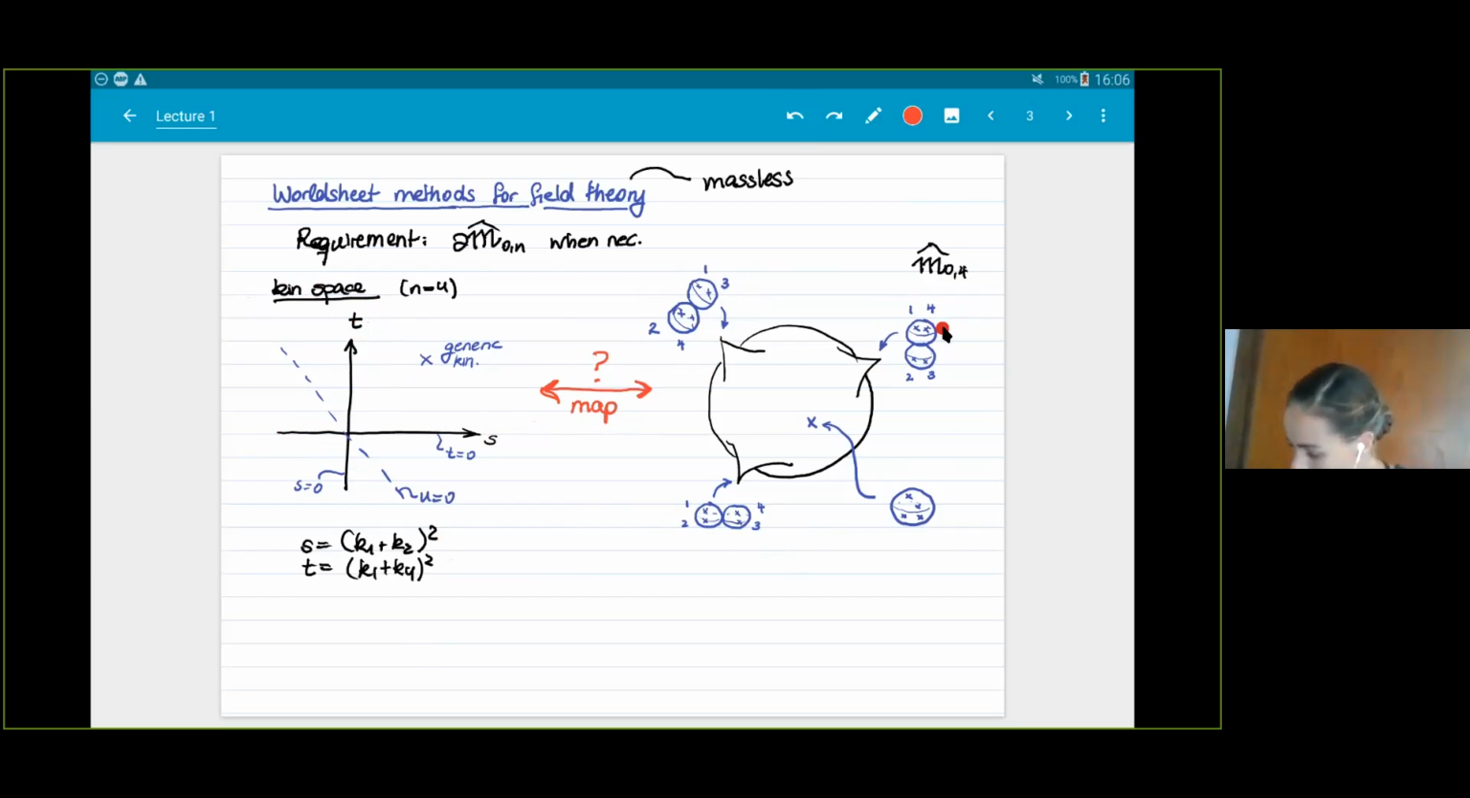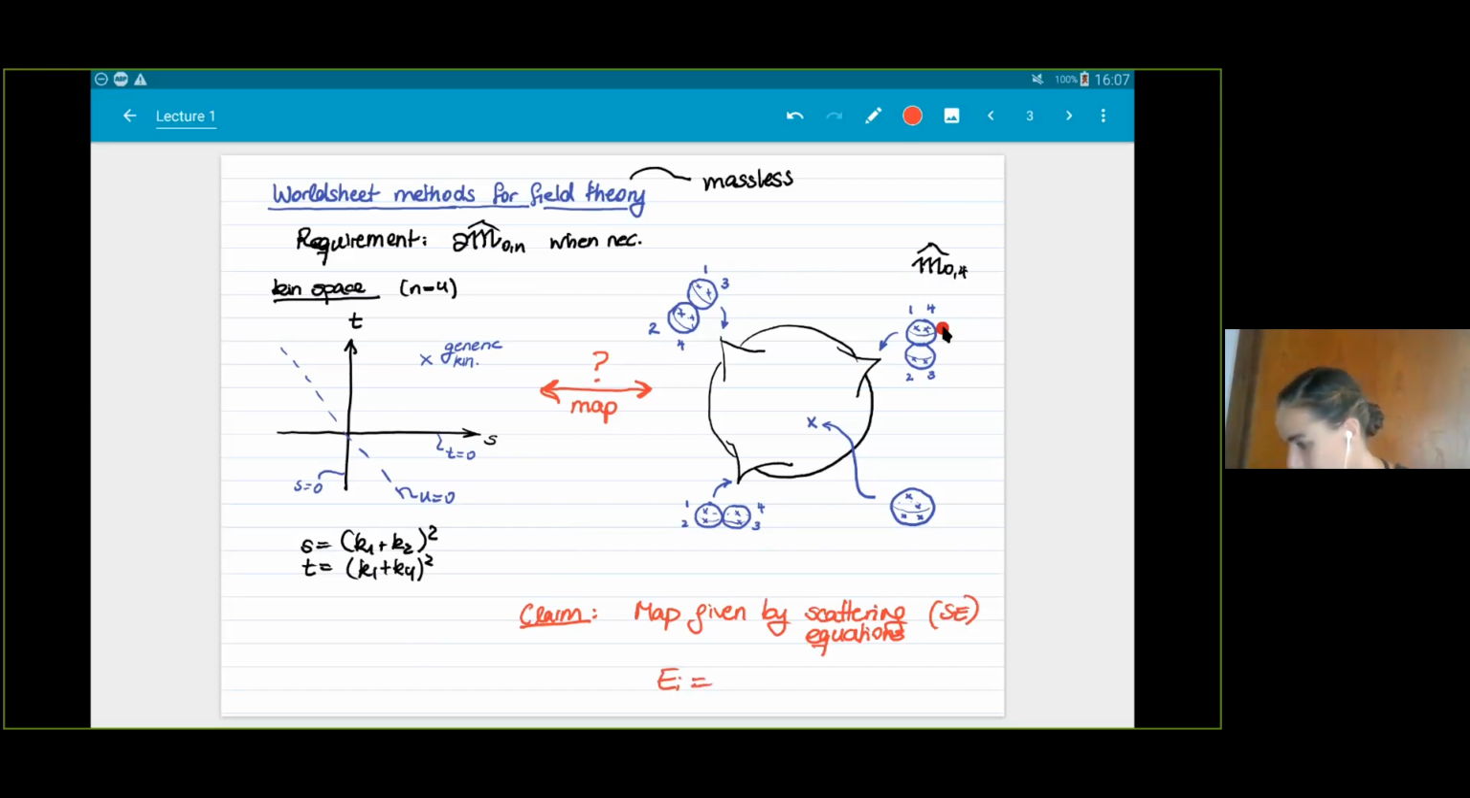Now, the claim that we're going to make, and that we're also going to check in a simple case directly now, and the rest is something that you will also see in your homework, is that this is achieved by the scattering equations. And this is just a set of constraints, scattering equations. So I'll often write these as SE.